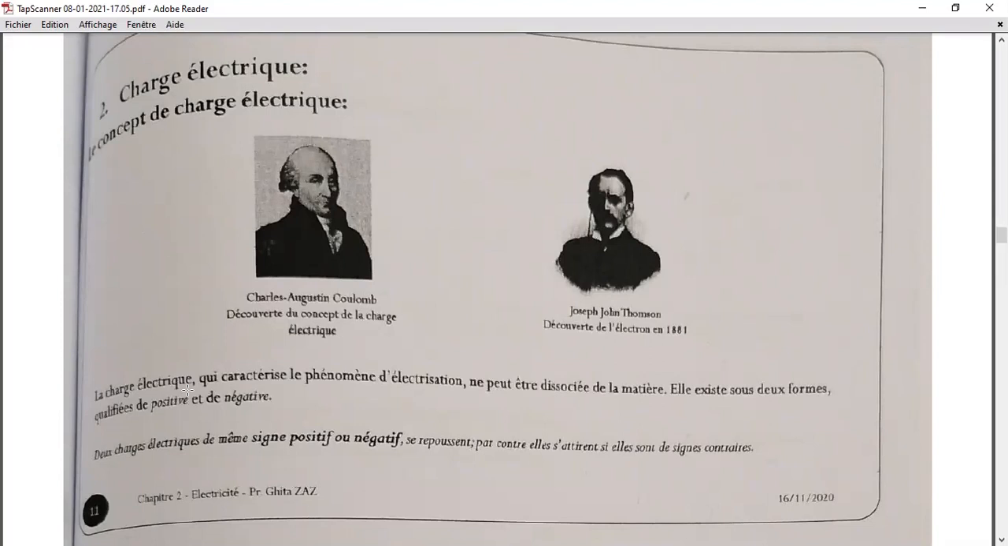You know that a material is basically made up of atoms, and atoms are made up of a nucleus and electrons. The nucleus is made up of the protons and the neutrons, and around the nucleus you find the electrons. I think you did these things. It continues here, saying it exists in two forms, qualified as positive and negative.